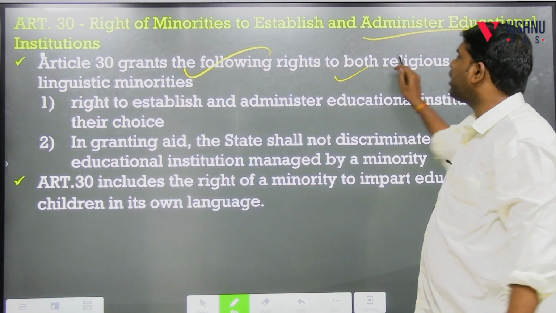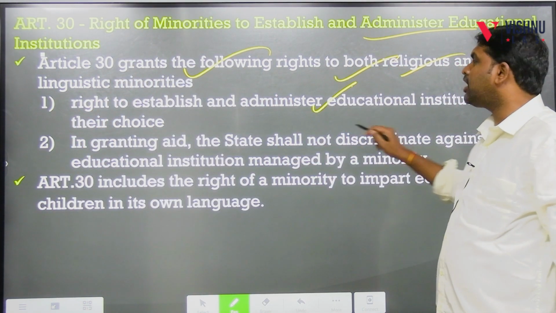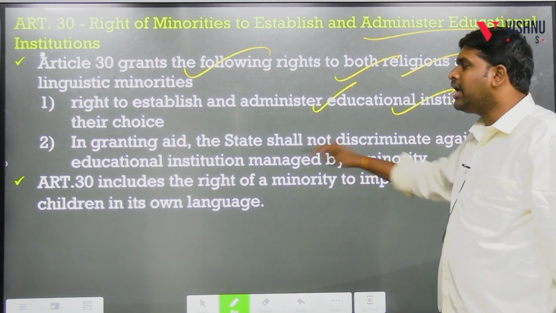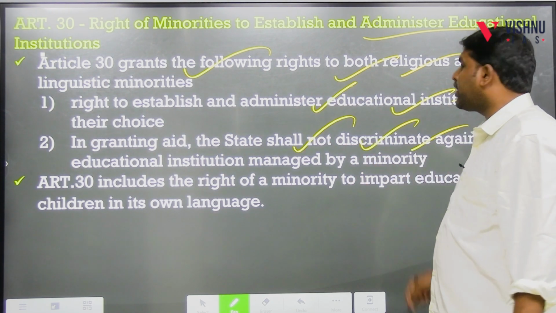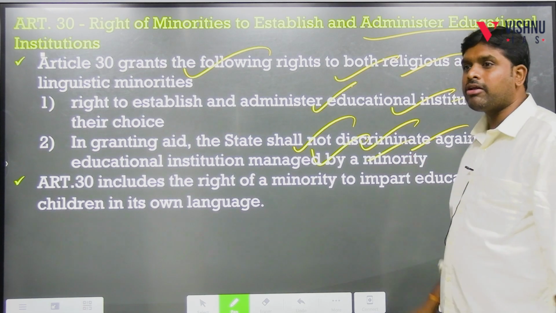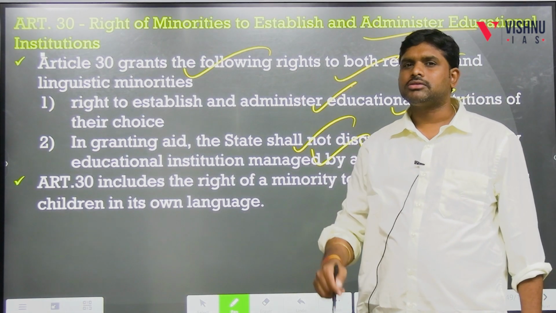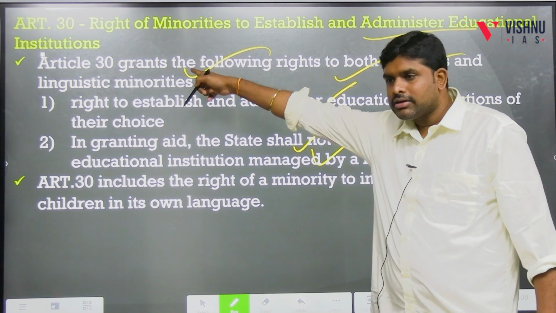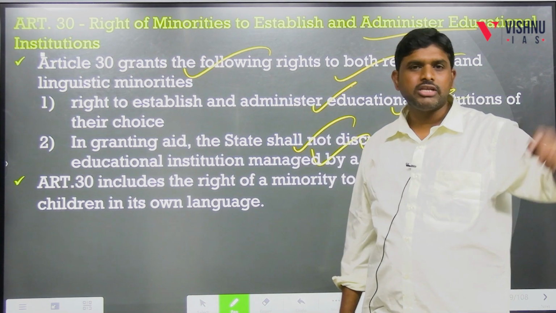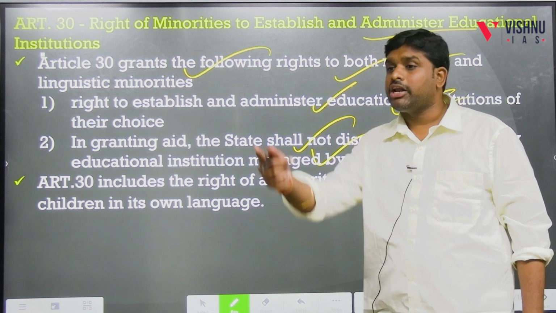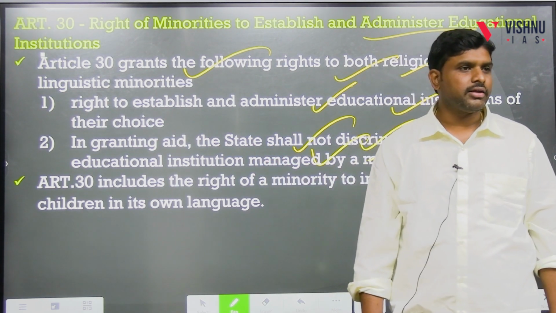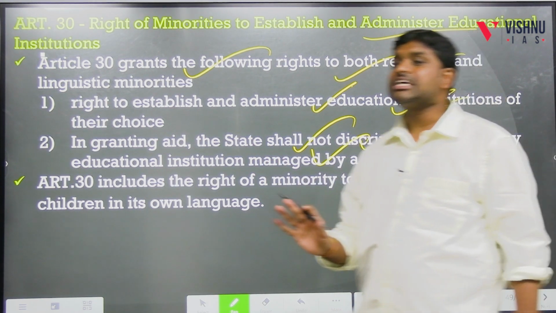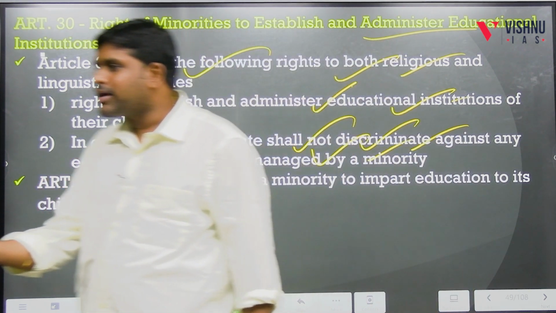Article 30 grants the following rights to both the religious: right to establish and administer educational institutions of their choice. In granting aid, the state shall not discriminate against any educational institution managed by a minority. Hey, yours is a Christian college, I will not give you recognition. No. It is violation of Article 30. Your Muslim college, I will not give you recognition. It is violation of Article 30. So government should not discriminate by not giving recognition.